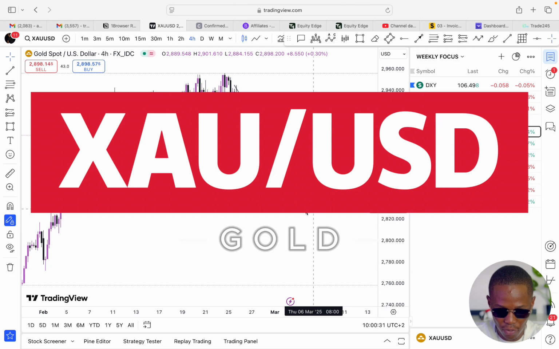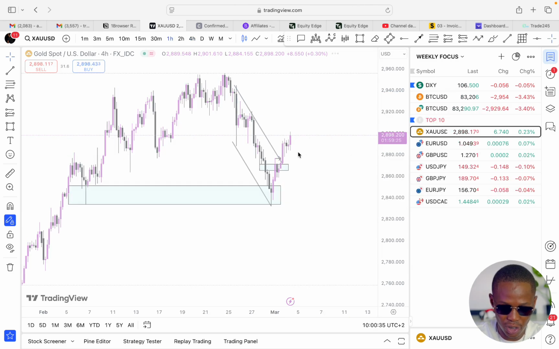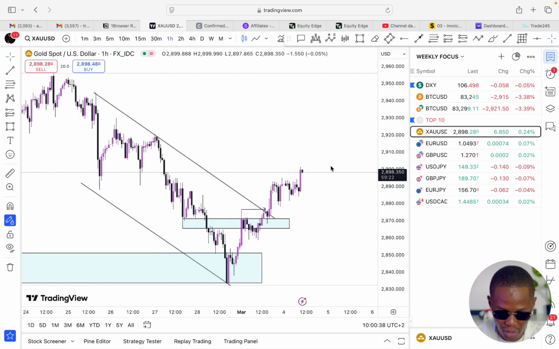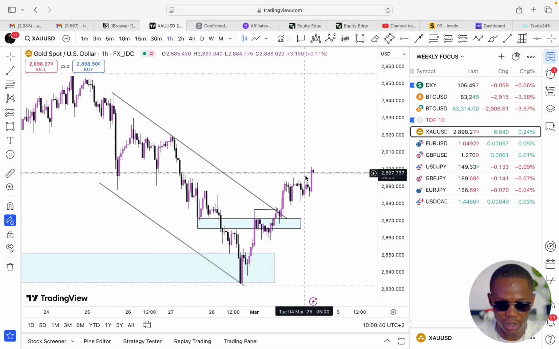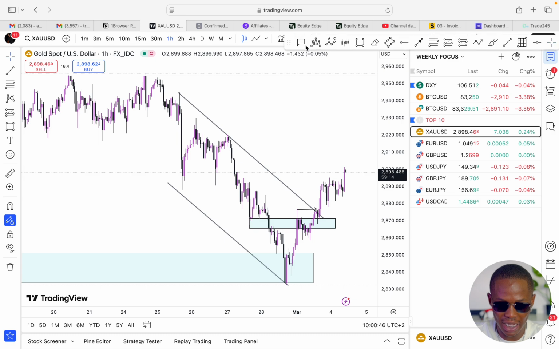So guys, as you can see right here, I had gold on my charting analysis. This is what gold is doing. Personally, I'm looking for gold to drop a little bit down before it starts going up. But yet again, we're going to go now to the indicator side of things.